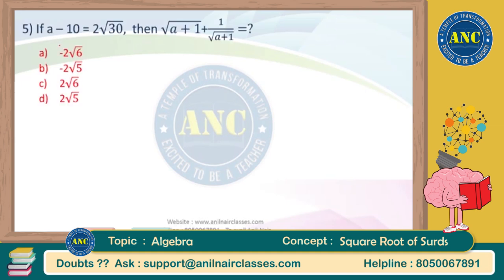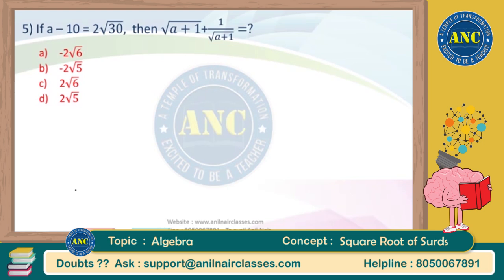Next, question number 5. A question says if a minus 10 is equal to 2 root 30, then root of a plus 1 plus 1 by root of a plus 1, I need to find the value.